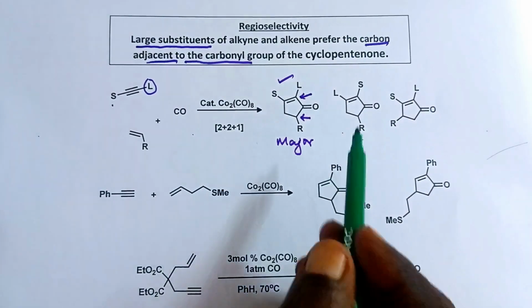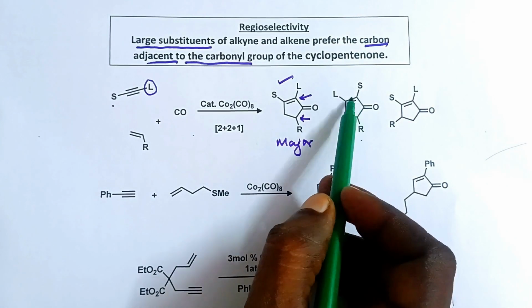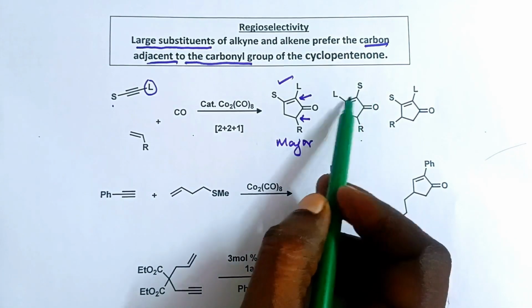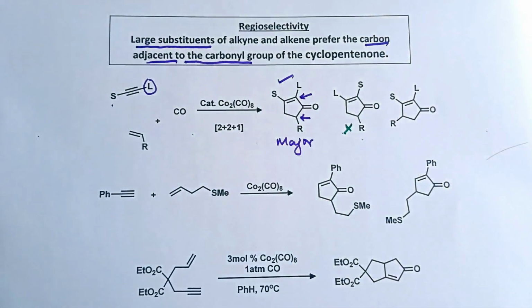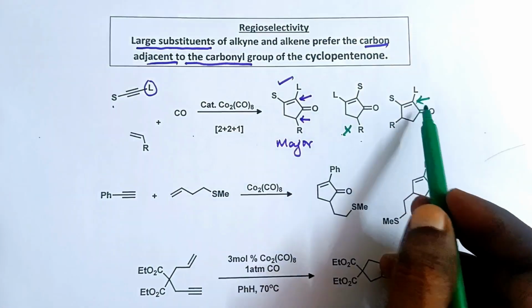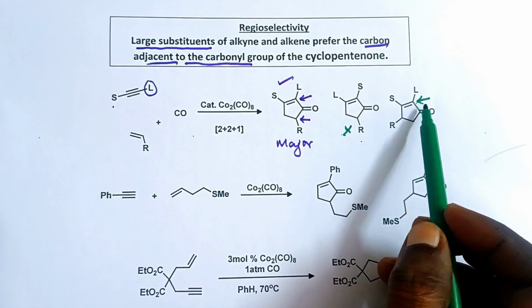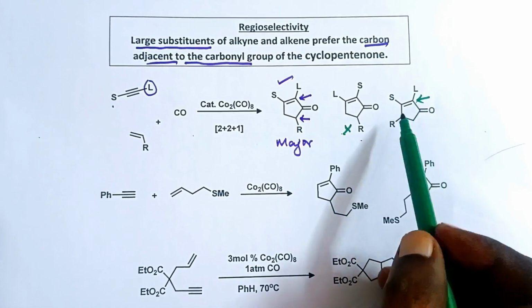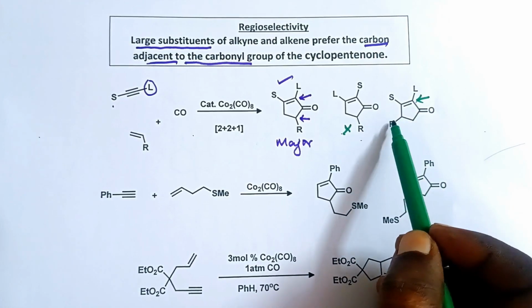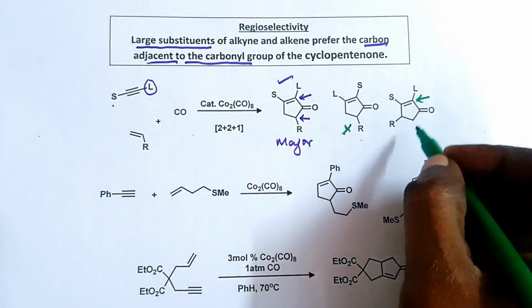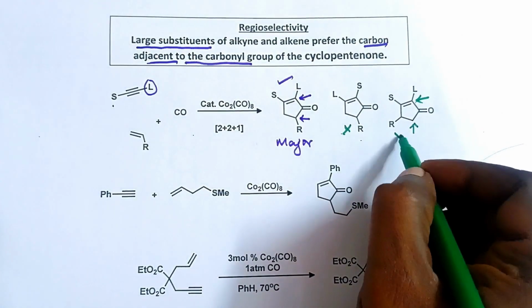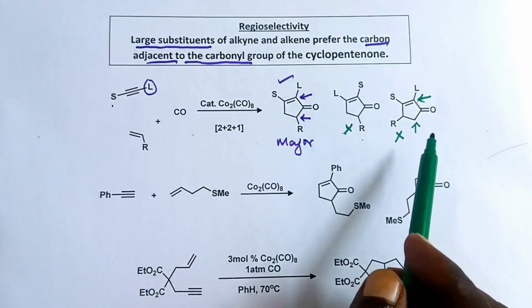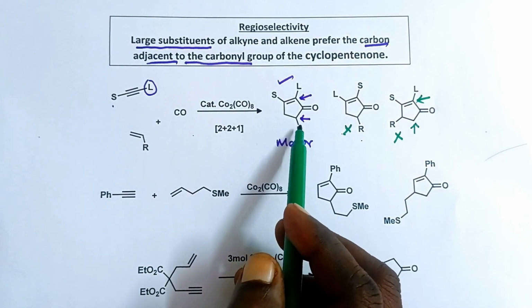And look at the other. The large substituent went away from the carbon adjacent to the carbonyl group. So this is the minor isomer. This is not the major one. Similarly, the large substituent is at the adjacent carbon of the carbonyl group, but here the R from alkene went away. Actually, it is supposed to be here at the adjacent carbon. So it went away. So this is also not the major product. So these are minor isomers, and this one is the major isomer.